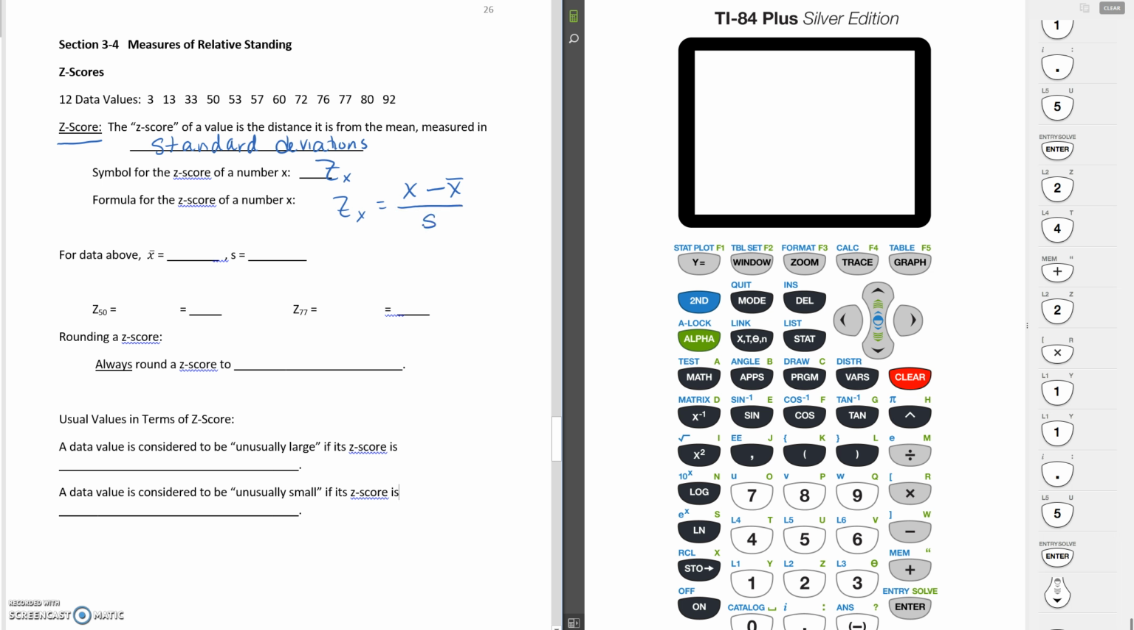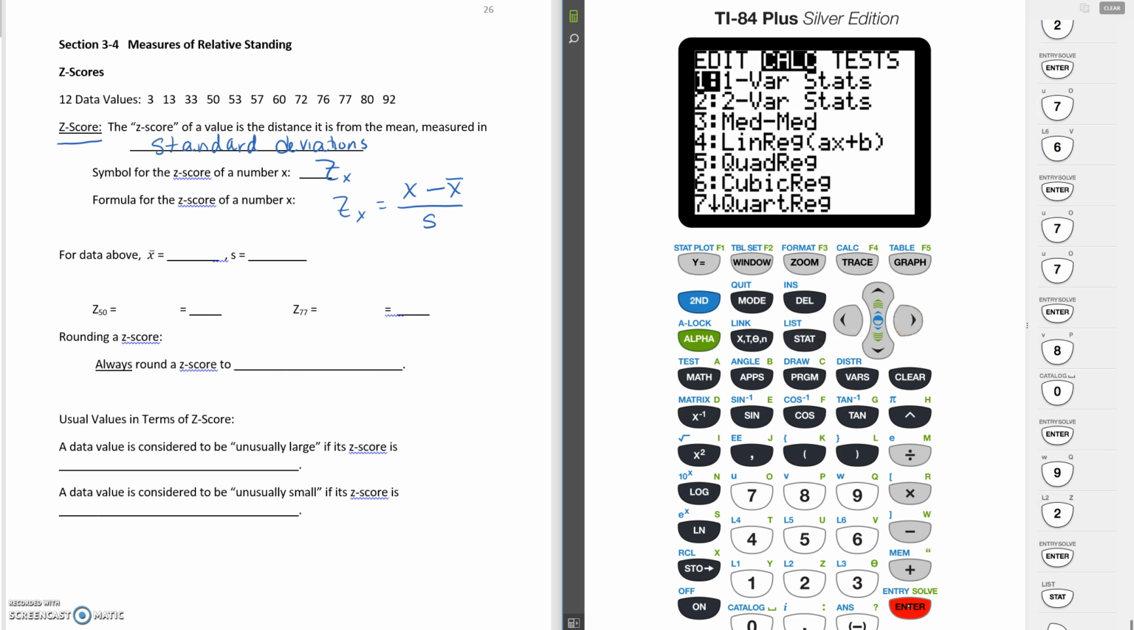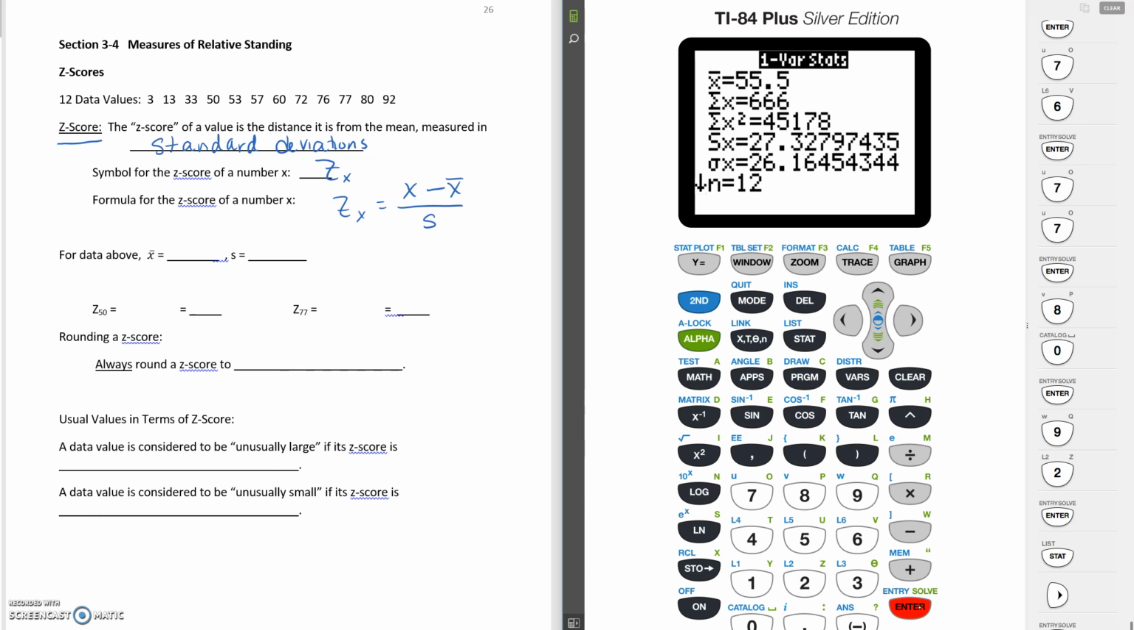So for this data above, I've put all of those data values in L1, and I'm going to go stat, over to calc, do the one variable stats, and we see our mean is 55.5, and our standard deviation is 27.3. So the z-score, when we see z50, that's the z-score of 50. So that's our x. So we take x minus our mean, 55.5. I meant to put a 50 in there instead of the x. Divided by our standard deviation, 27.3.